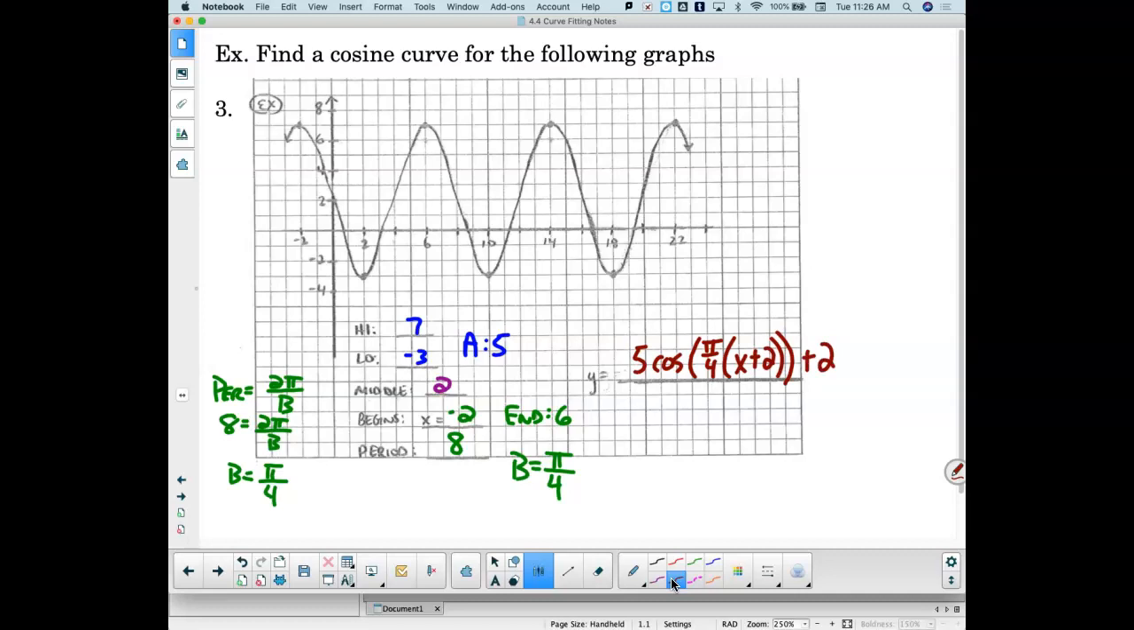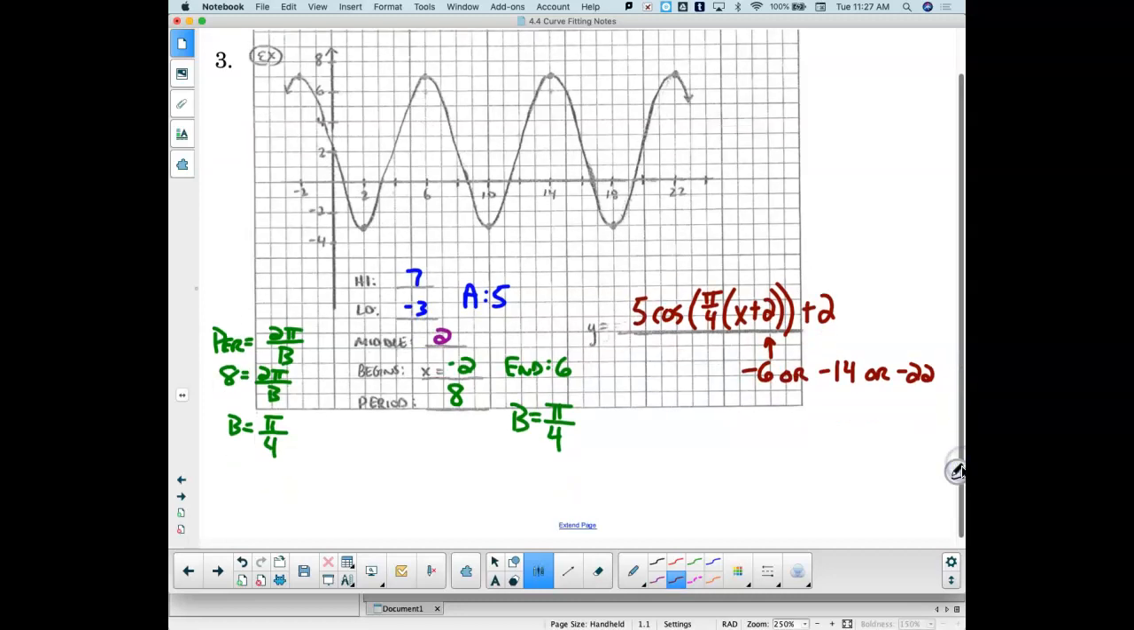That's one of them. I would also accept here changing that to minus 6, or minus 14, or minus 22. Everything else would stay the same. I would also accept on this particular one negative 5 cosine of pi over 4 times x minus 2, then plus 2. I would also accept this to be negative 10 or negative 18.